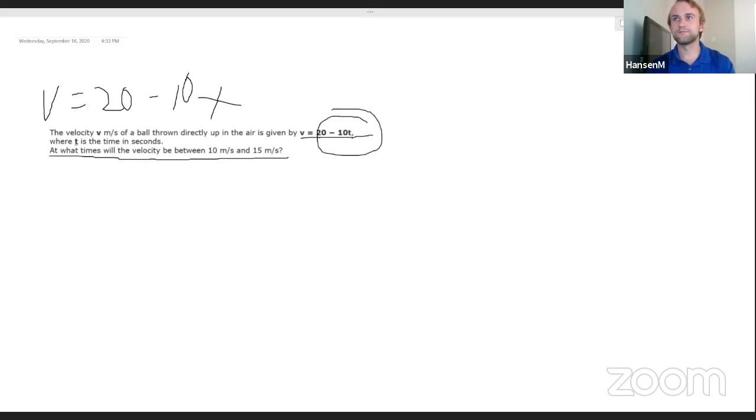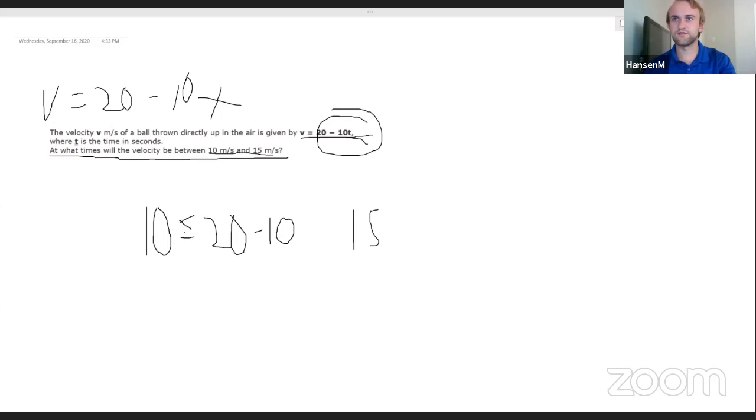So our velocity is described by 20 minus 10t. So 10 and 15 are our ranges. It says between 10 meters per second and 15 meters per second. So 10 is going to be less than or equal to our velocity, which is 20 minus 10x. I said less than or equal to because it says between 10 meters per second and 15 meters per second.